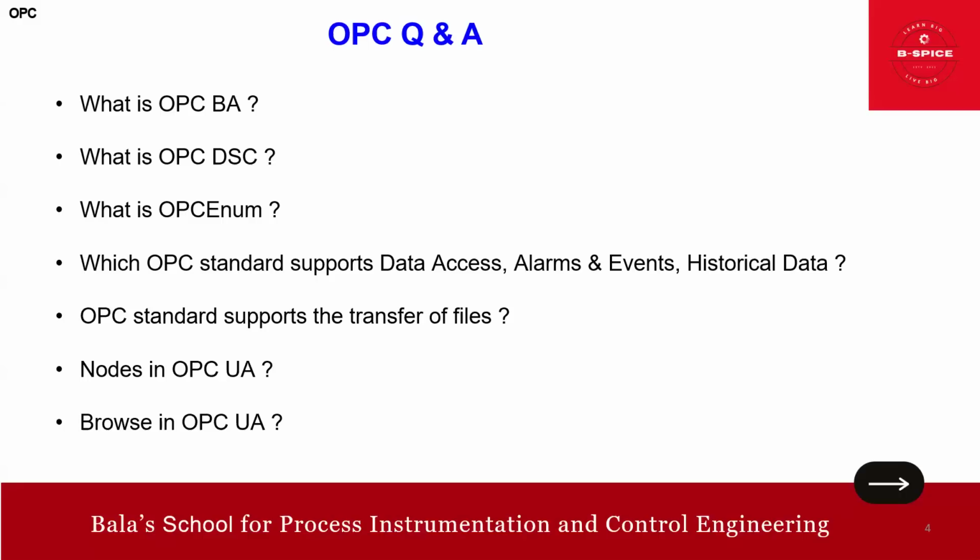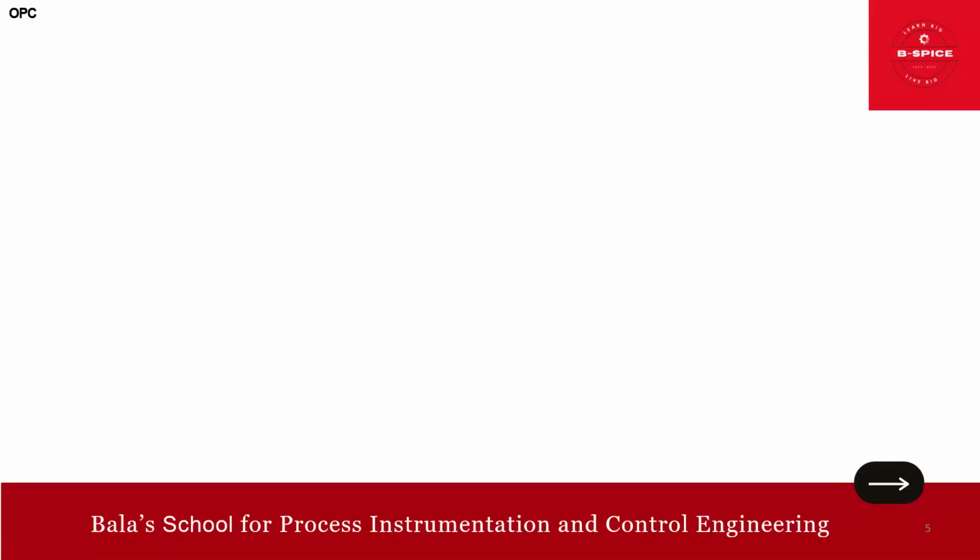What is browse? Browse refers to the ability to navigate the data structure of the OPC information model. Thereby it allows the client to discover the nodes and the relationships between nodes in the server. Basically, browse helps to navigate the data source. That is the beauty of browse.